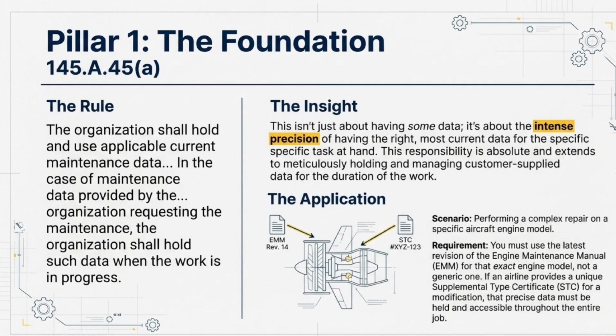Right. So, Sarah, when we talk about applicable and current, it sounds pretty straightforward, doesn't it? But what's the common pitfall here? Is it just about having some data, or is there that layer of precision aviation demands that sometimes catches people out? That's a really good question, because it's absolutely not just about having any old data lying around. It's about the right data and, crucially, the latest, most up-to-date data for the exact task you're doing right now. This isn't a suggestion. It's a hard requirement.